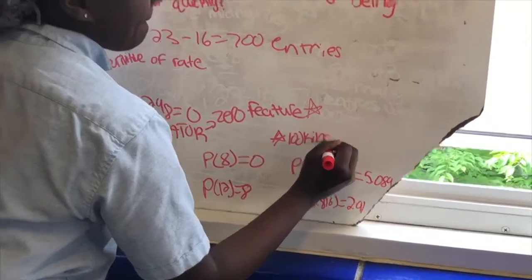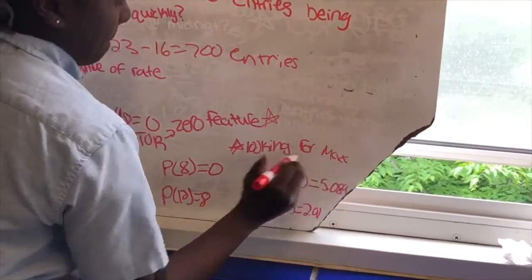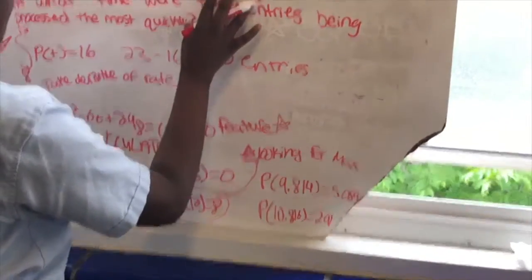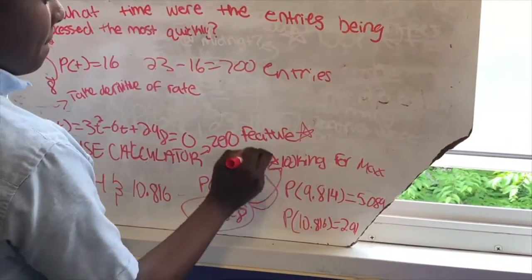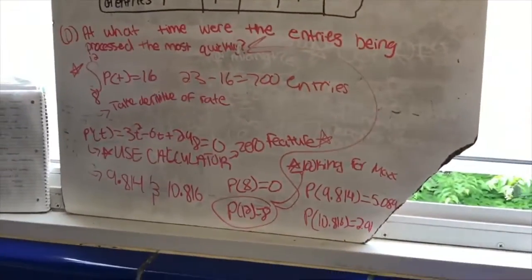So you're looking for the maximum. So you look, and P of 12 is 8, so that's the maximum. That's what you were looking for, and that's when the entries were being processed most quickly.